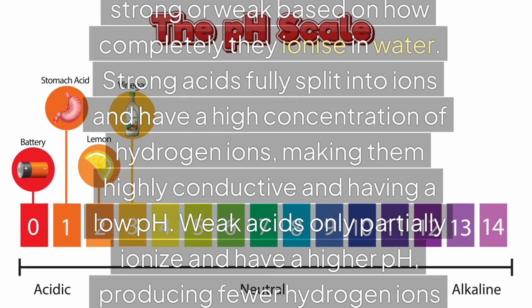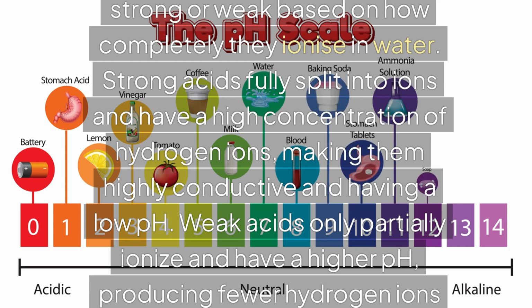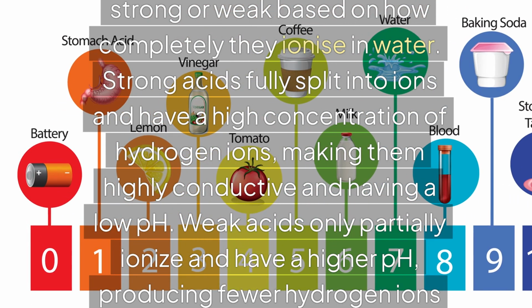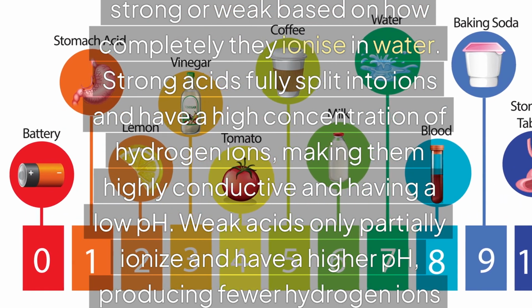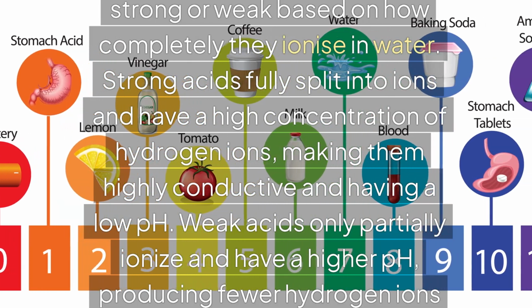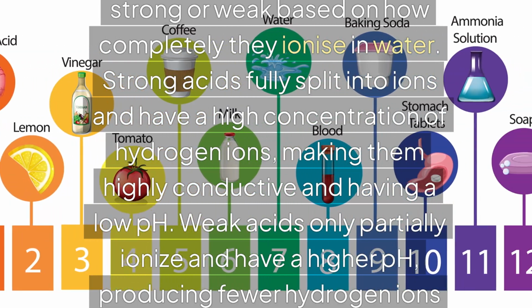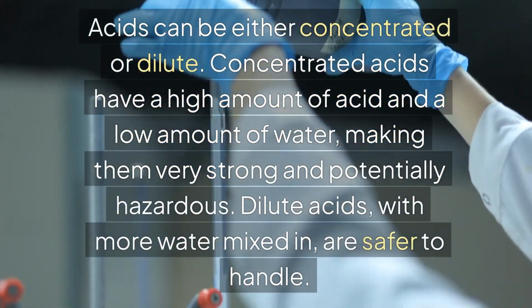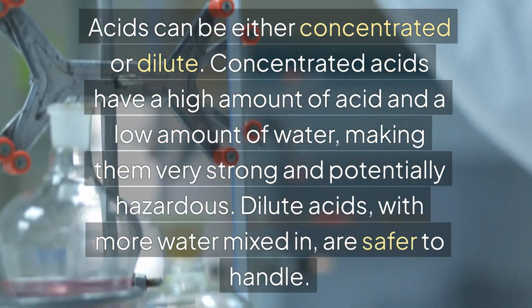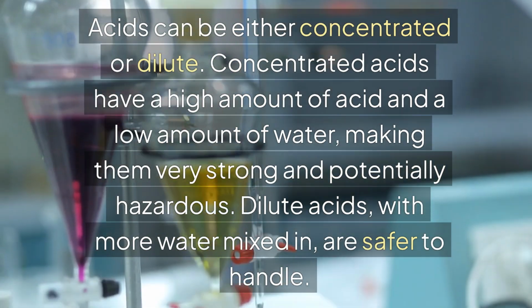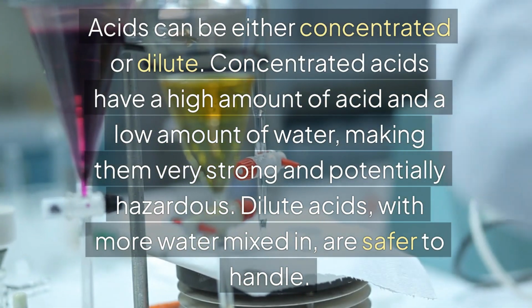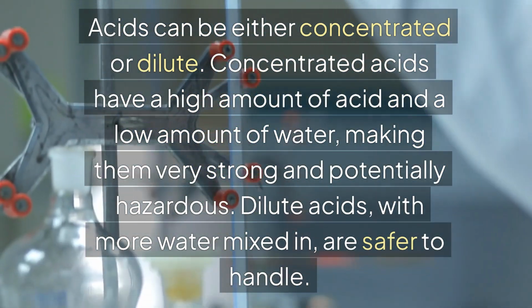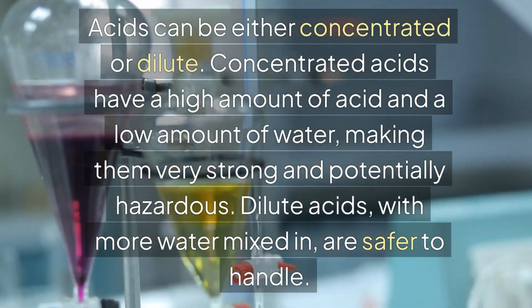Strong acids fully split into ions and have a high concentration of hydrogen ions, making them highly conductive and having a low pH. Weak acids only partially ionize and have a higher pH, producing fewer hydrogen ions and less conductivity. Acids can be either concentrated or dilute. Concentrated acids have a high amount of acid and a low amount of water, making them very strong and potentially hazardous. Dilute acids with more water mixed in are safer to handle.